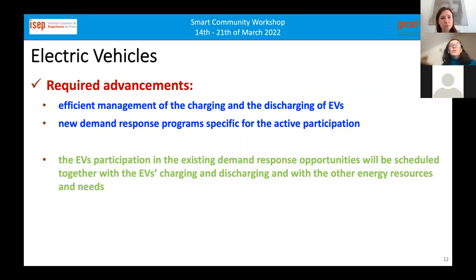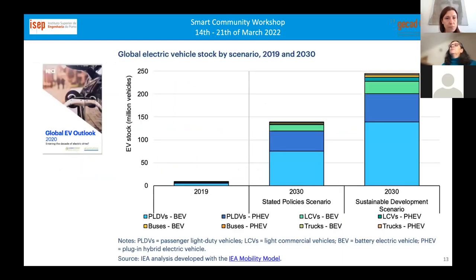And we also need new demand response programs that are adequate to these needs, because it is not the same for the consumption in a building or for using a car. It's completely different, and we must look at this problem as a different problem.